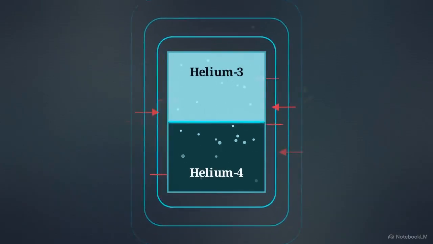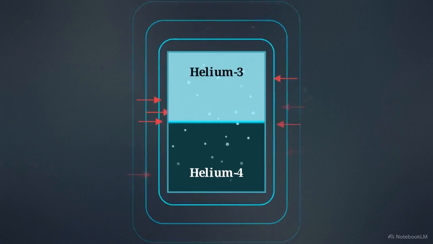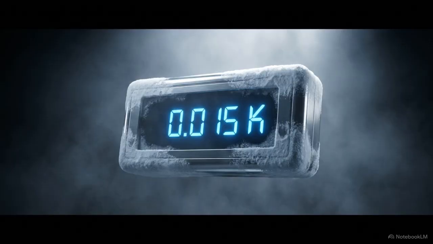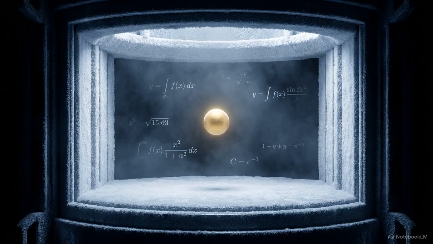To prevent this, engineers use a mix of helium-3 and helium-4 to sweat heat out of the system. This drops the core temperature to 0.015 Kelvin. That is colder than the vacuum of deep space. This silence is the only way to keep a quantum particle still enough to perform math.